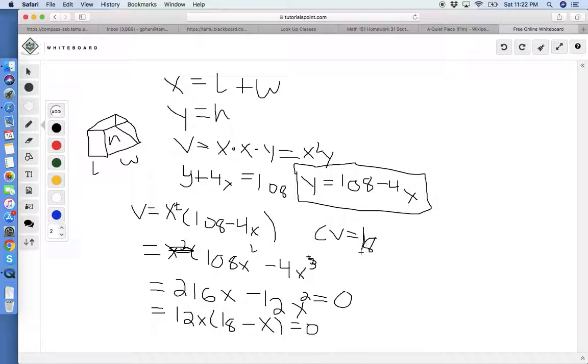Sorry for my writing. And so what this tells us is that it is the maximum value that it could be. So now that we've found 18, we know that x has to be at least 18. So I'll indicate that by x max is 18 inches.